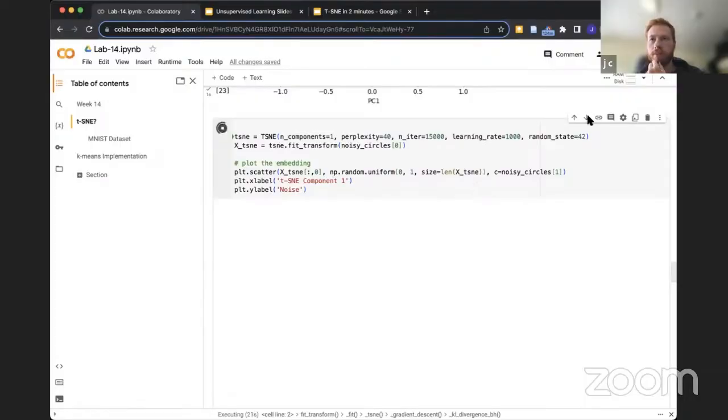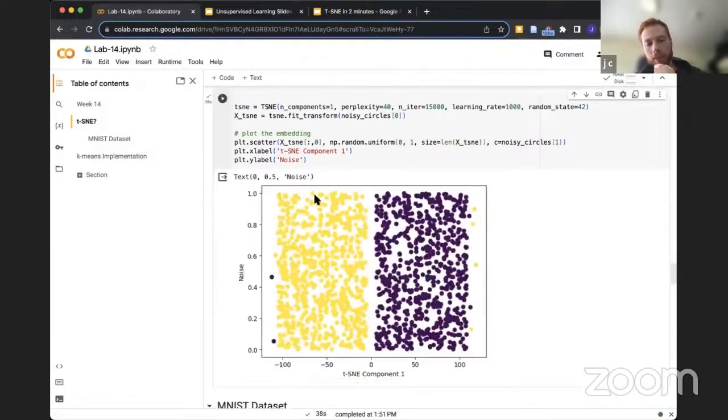Yes, exactly. If you see an eye in the chat, you see that T-SNE is still running for me for some reason. Okay, you can clearly see T-SNE is able to separate the yellow class from the purple class.